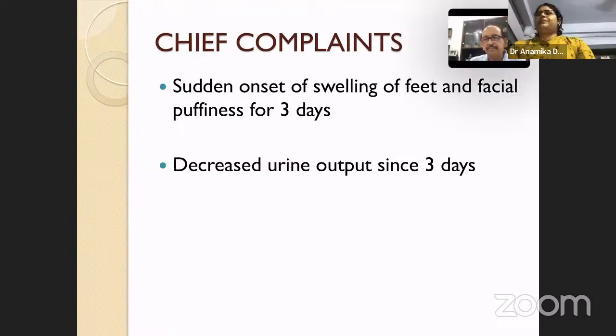So from my presenting complaint alone, I would feel that it is a case of an acute nephritic syndrome, because the patient presents with rapid onset of swelling of feet and facial puffiness. Along with that, she also mentions a decreased urine output. So definitely there is a glomerular pathology involved. Since it is very much acute and associated with oliguria, I would like to say it's an acute nephritic syndrome.